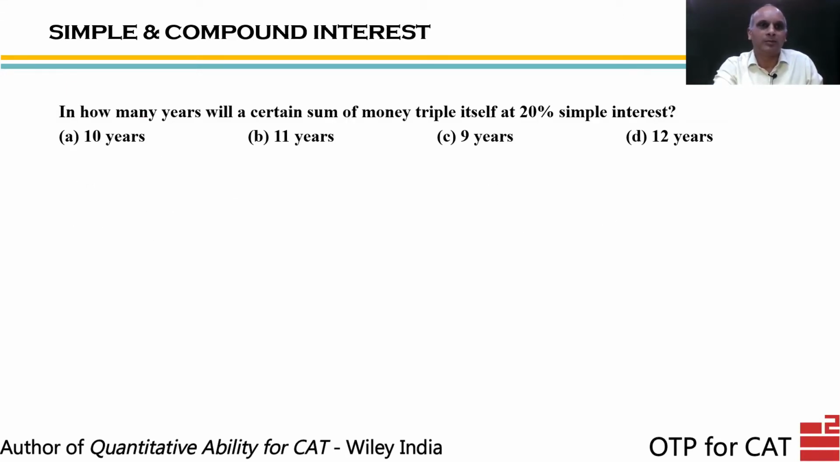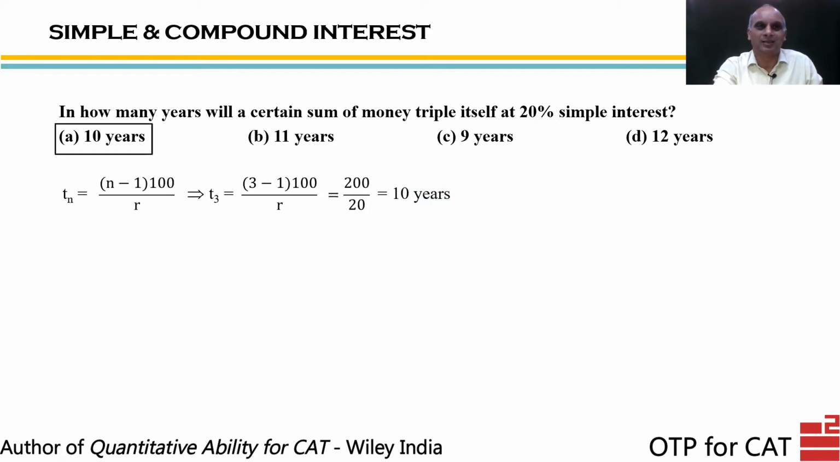Now look at this problem. We want the sum of money to become 3 times. Rate of interest is 20%, and they've clarified it's a case of SI. So we'll use the formula for money becoming n times. And we straight away get the tripling time as 200 divided by 20, and that is 10 years. So you see, if you remember the formula, that eases matters a lot.